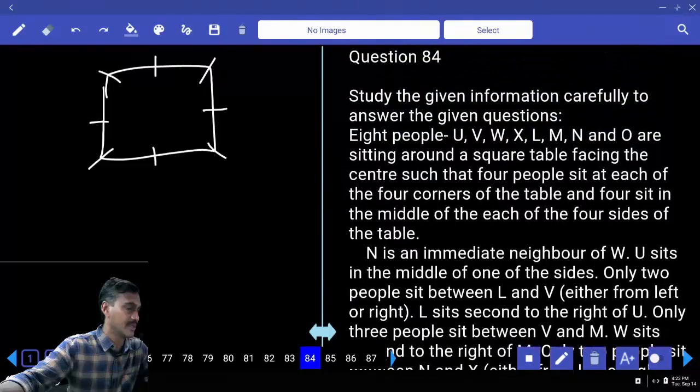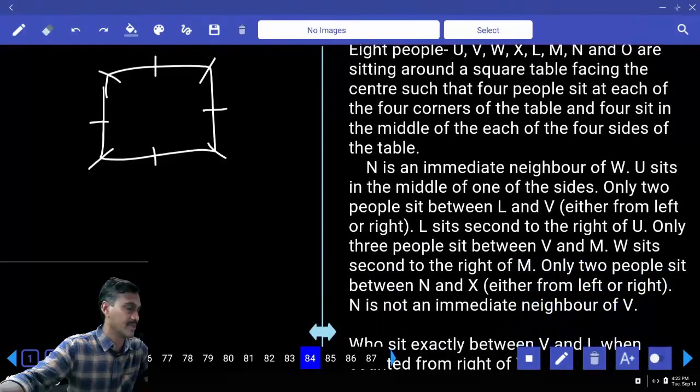All the persons are facing towards the center. Next, N is an immediate neighbor of W. U sits in the middle of one of the sides. I am taking U at this place.